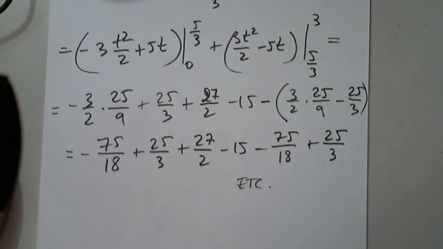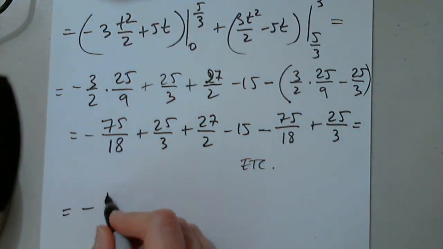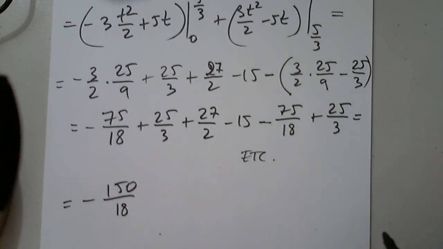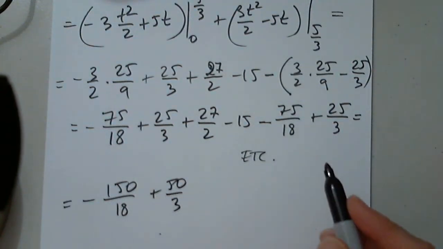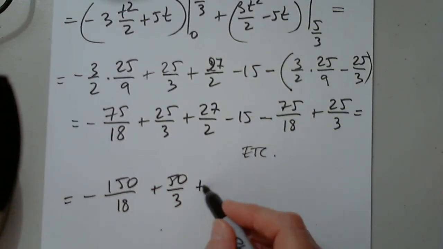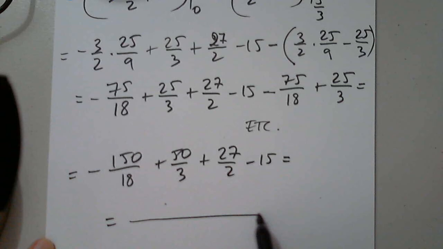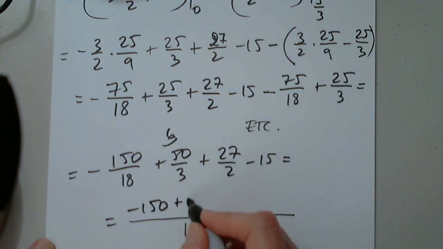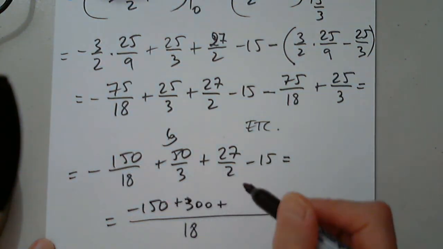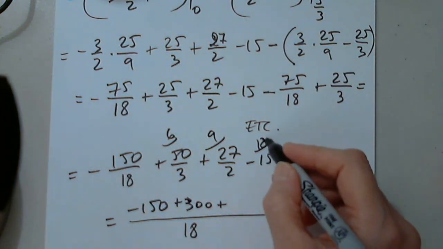But I really would like to get this number though, however. So I have negative 150 over 18. And then I have plus 50 over 3. And then I have plus 27 over 2 and minus 15. Okay, the least common denominator is 18. What do I need here? I need a 6. What do I need here? I need a 9. And here I need an 18.